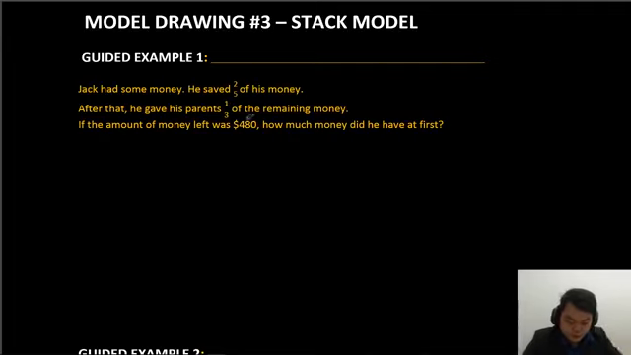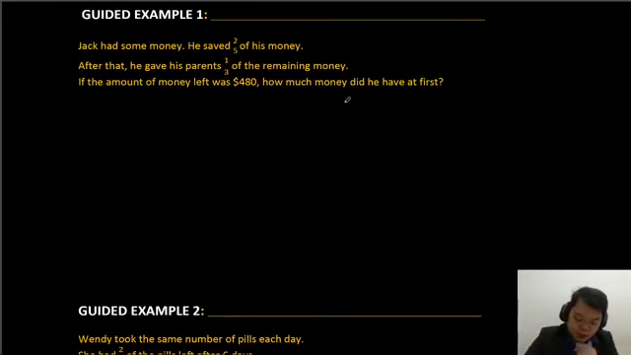Okay, for the first one, however, this is more of a recap of the remainder concept. So now this Jack had some money. He saved 2/5 of his money. Then after that, he gave his parents 1/3 of the remaining money. And if the amount left was $480, how much money did he have at first?